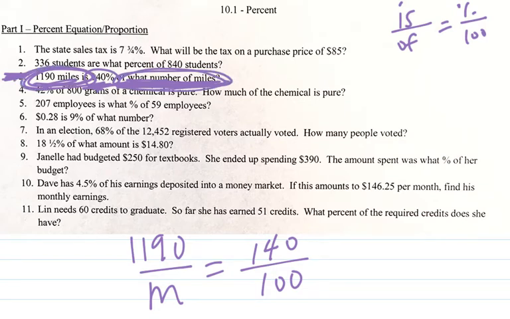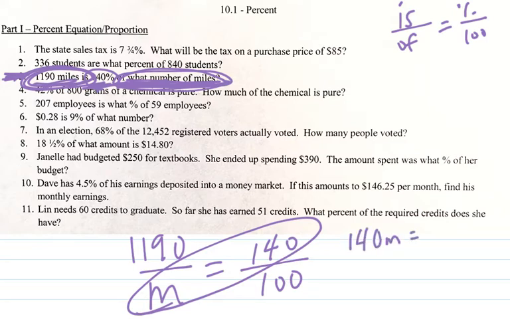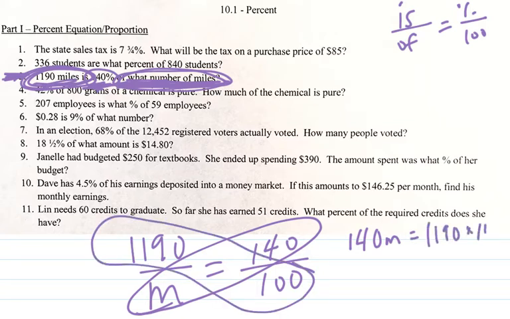Okay? So then we solve this using cross multiplication. I can post a video as to why that works. If you're curious, just let me know. But here I'm going to multiply my diagonals by each other. So we get 140m equals 1,190 times 100. That's going to be 119,000. Just adds 2 zeros on the end. So 119,000 equals 140m. To solve for m, we divide both sides by 140.